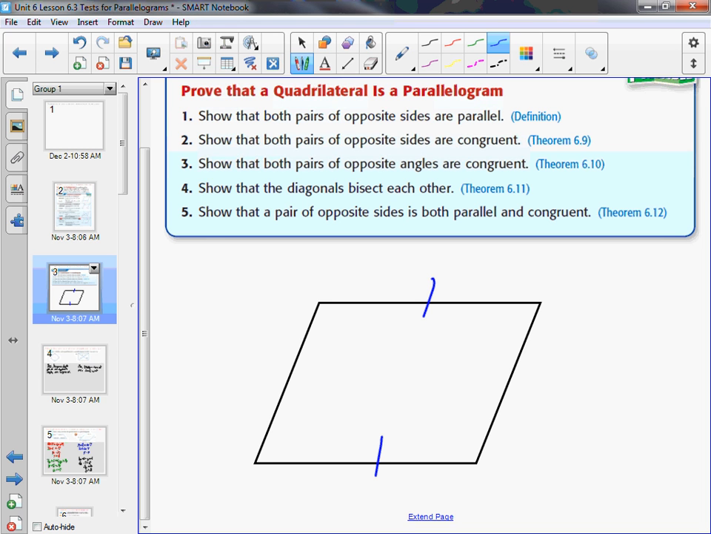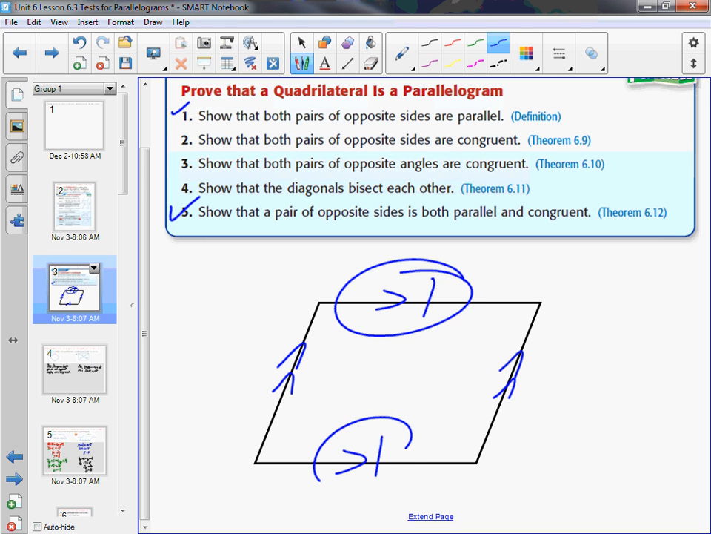Is this enough to prove it's a parallelogram? No. Is this enough to prove it's a parallelogram? Still no. Is this enough to prove it's a parallelogram? Yes, and really at this point, 2 different ways, right? Either we've got both pairs of opposite sides parallel to use that, or we have one pair of opposite sides parallel and congruent. Okay, so we would have our choice there.